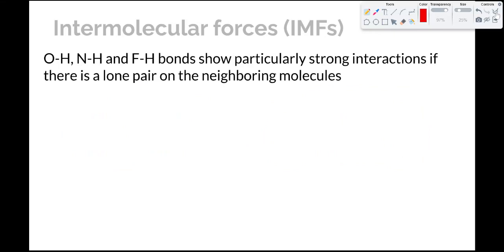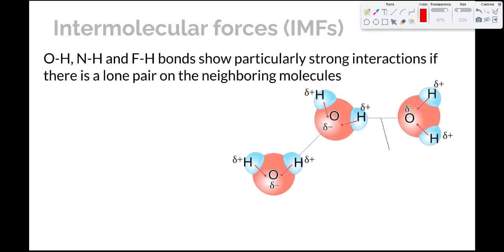In the special case that you have in your molecule an OH bond, an NH bond, or an FH bond, then the dipole-dipole interactions are particularly strong, especially if there is a lone pair on a neighboring molecule. So here's an example. Water is a very classic example of something that does this type of intermolecular force. The oxygen end of a water molecule is more negative than the hydrogen ends because it's more electronegative than hydrogen. And you're going to have lone pairs here too.